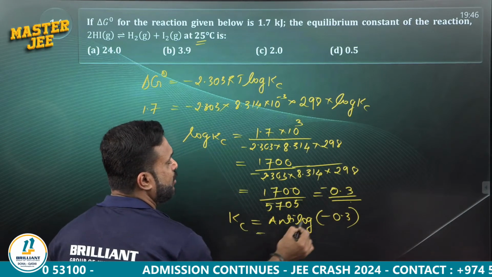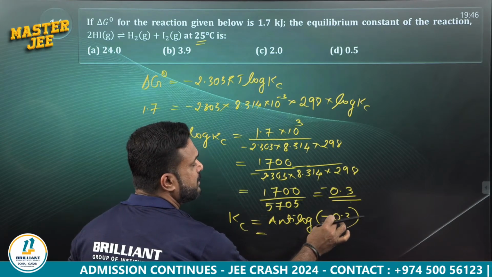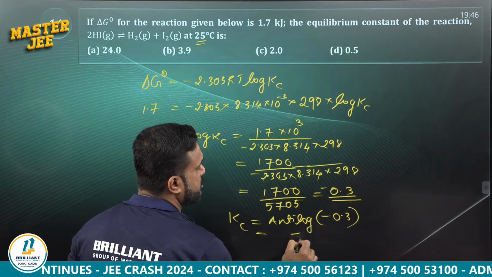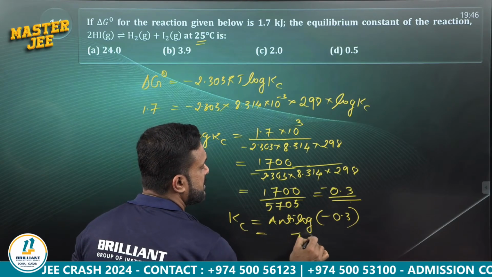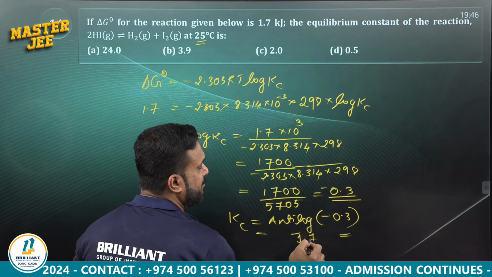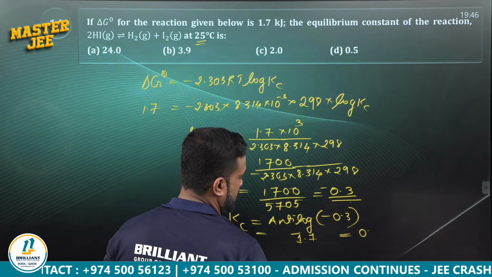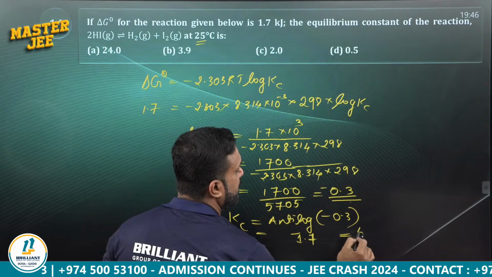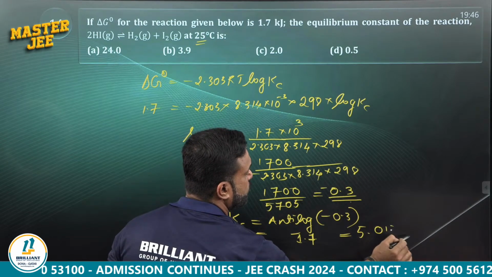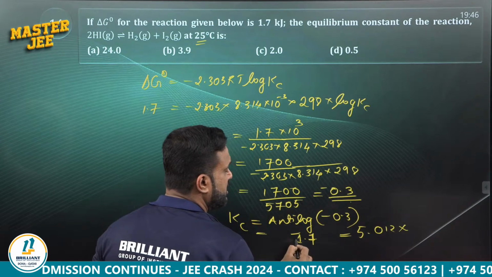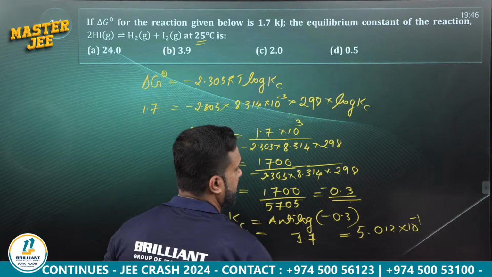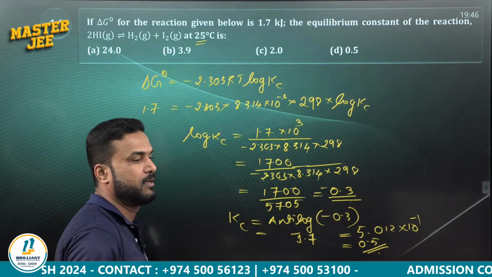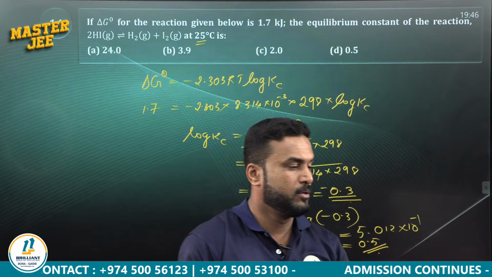You know that the anti-log of a negative value cannot be calculated directly, so we will convert it. Minus 0.3, when you take the modulus form, becomes bar 1.7. The anti-log of 0.7 will be 5.0123 something, and the integer part is bar 1, which means 10 power minus 1. So it is equal to 0.5. This is the value. Hope you understood.